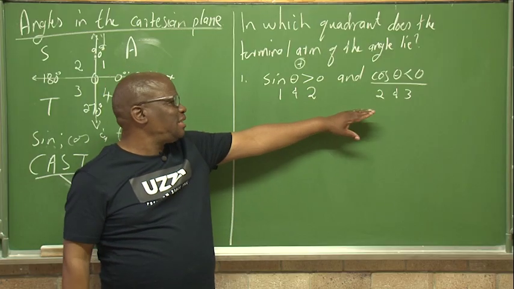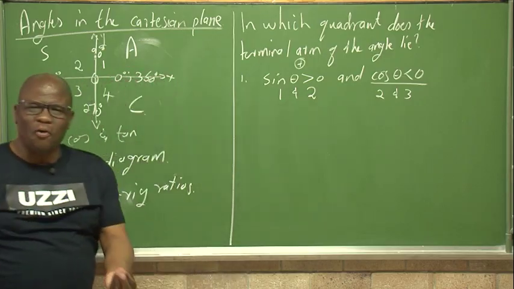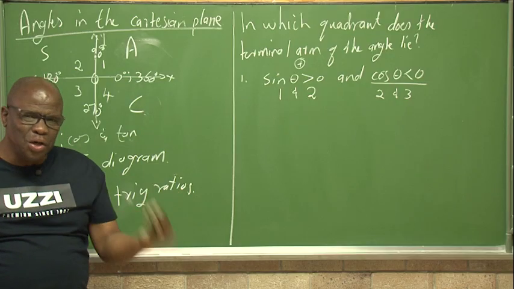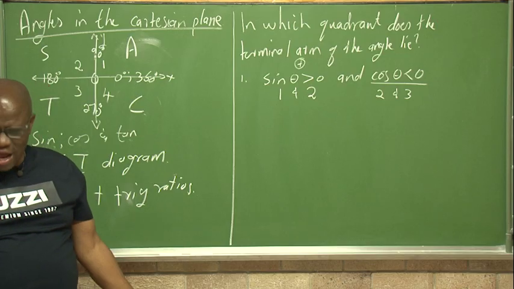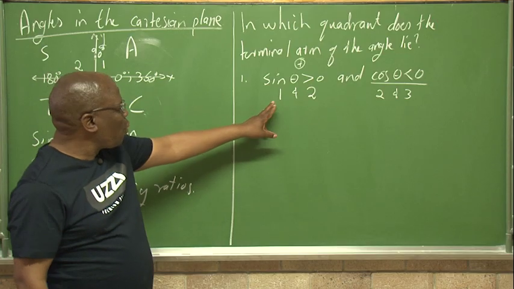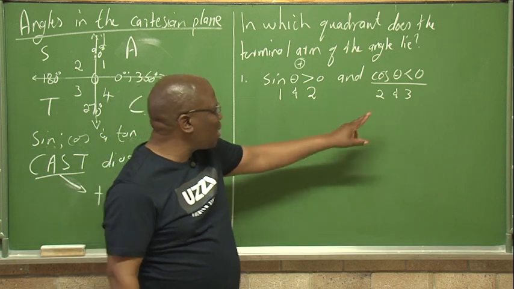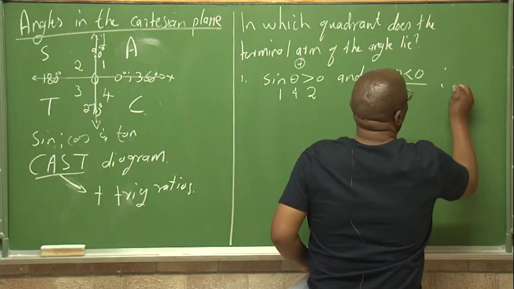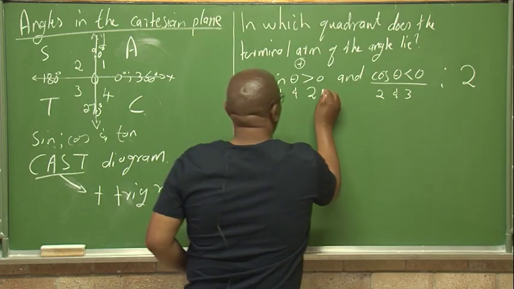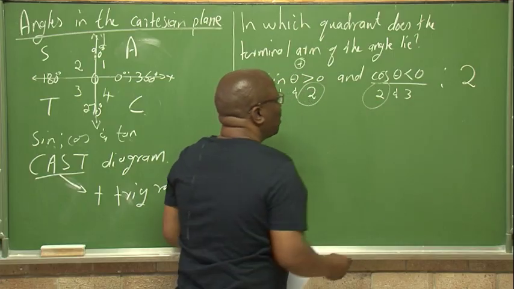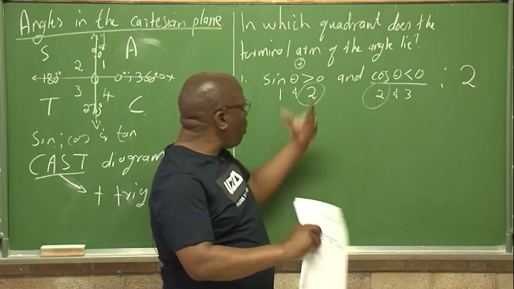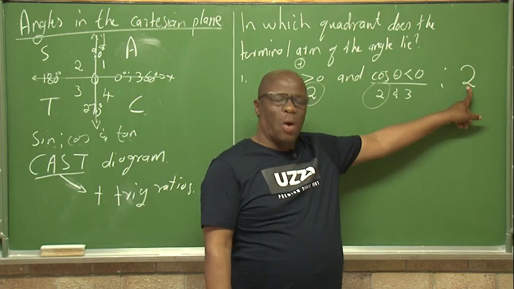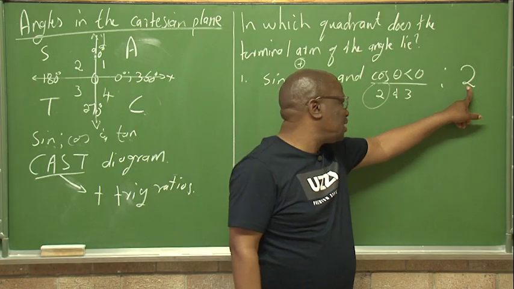After establishing the quadrants, you need to look for a common quadrant, because a common quadrant will be the quadrant in which the terminal arm of an angle will lie. Let's check. We've got quadrant 1 and 2. Here we've got quadrant 2 and 3. Which quadrant is common? The general answer will be the second quadrant, because we have 2 here. Even this one gives us 2. So the common quadrant in which the terminal arm will lie will be the second quadrant.